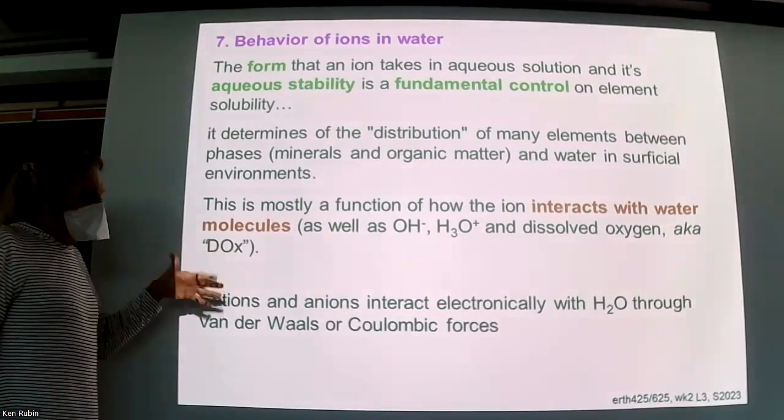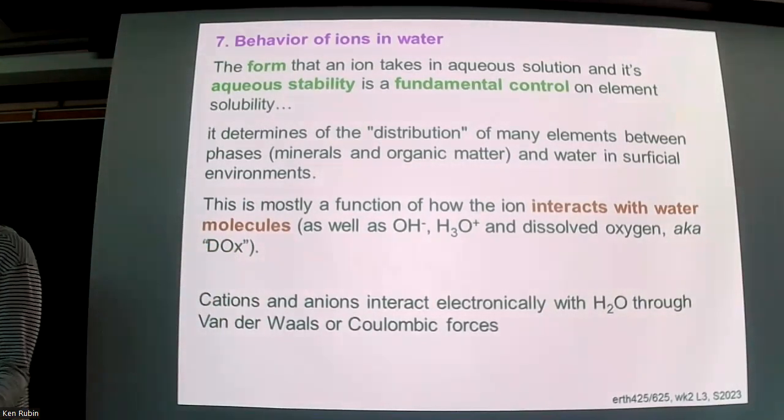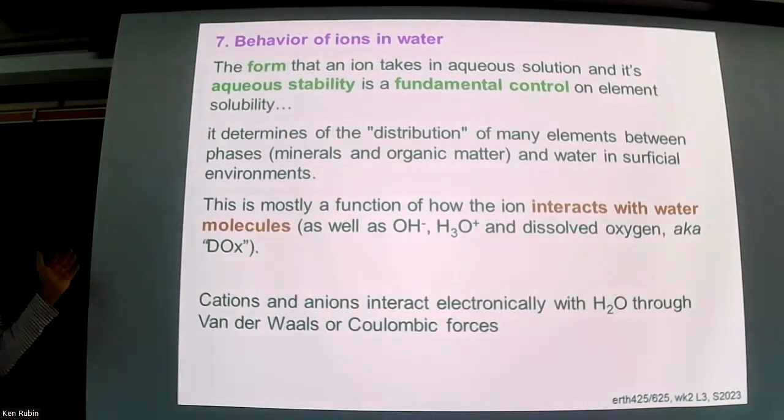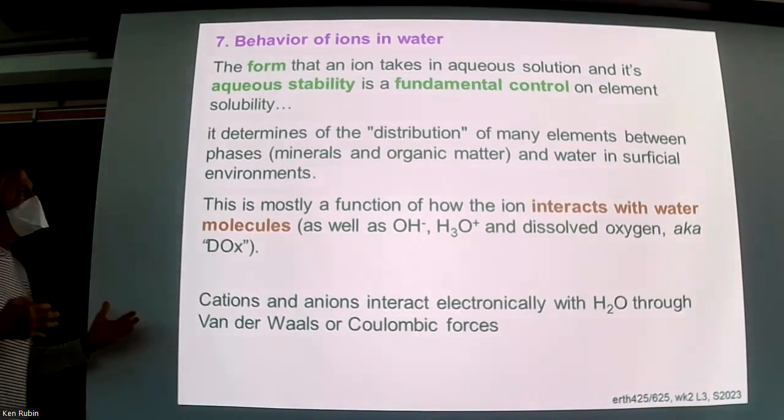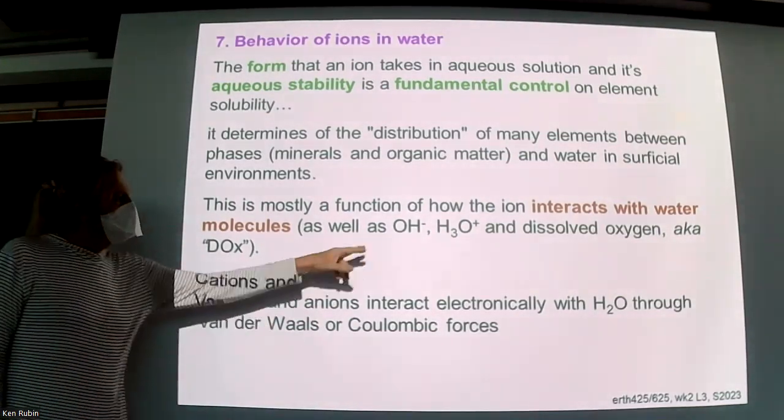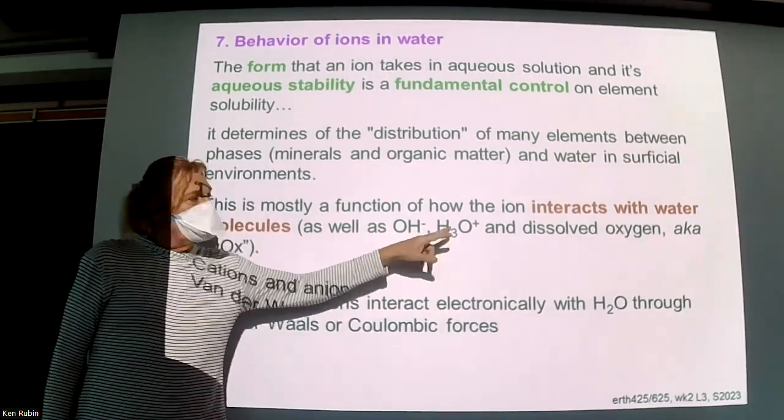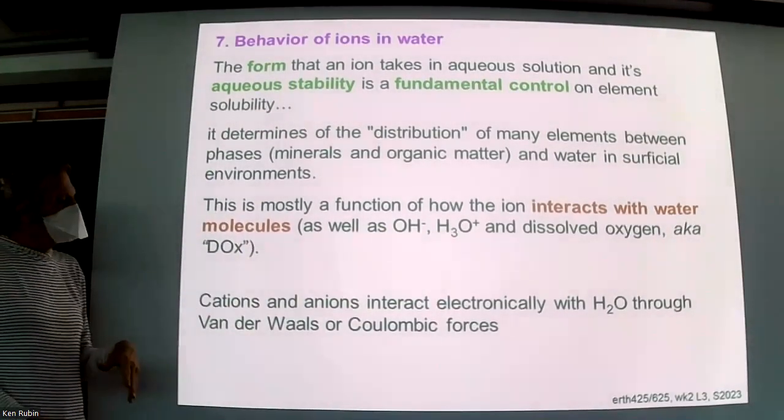Okay, so the very last thing we want to talk about is the behavior of ions in water. How something decides to dissolve in water as an ion is going to be a function of, well, how does it interact with oxygen? Oxygen in the form of H2O, in the form of OH minus, in the form of H3O plus, and in the form of dissolved oxygen if it's present.